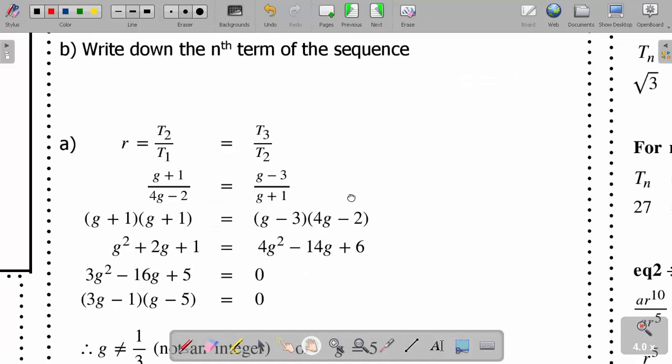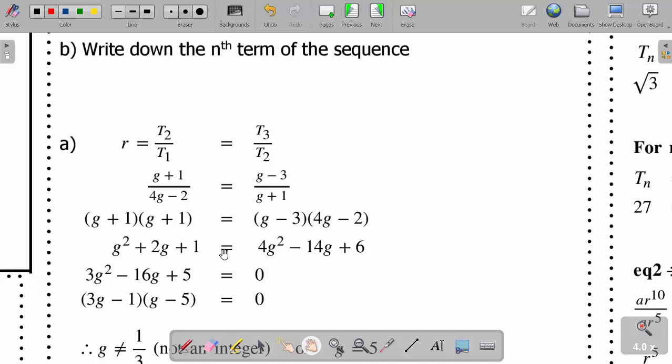Now to solve this one here, I'm going to cross multiply. This time with this one, g plus 1 times g plus 1 gives me g squared plus 2g plus 1. I can expand it here as usual. After this, I'm going to collect like terms, okay? You can see 4g squared minus g squared gives me 3g squared. This is 2g, it becomes minus, so minus 14g minus 2 gives me minus 16g. What about positive 1 becomes a minus? It's going to be 6 minus 1, which gives me what?